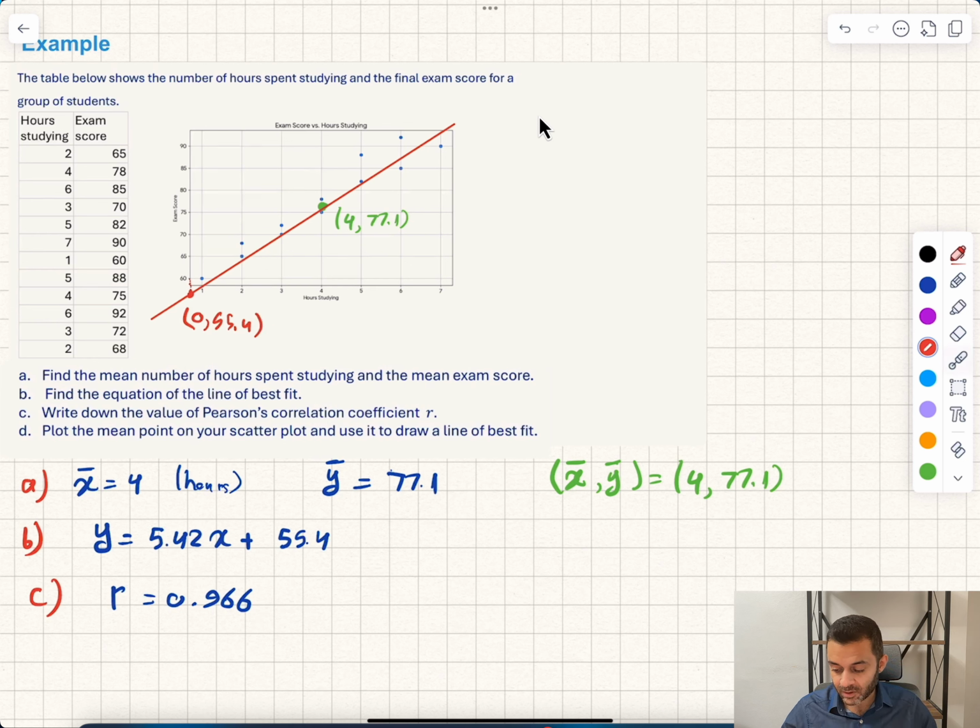Now, of course, in an exam situation, you would have a better y-axis to go through the y-intercept.